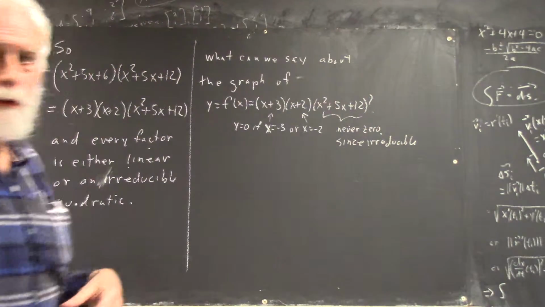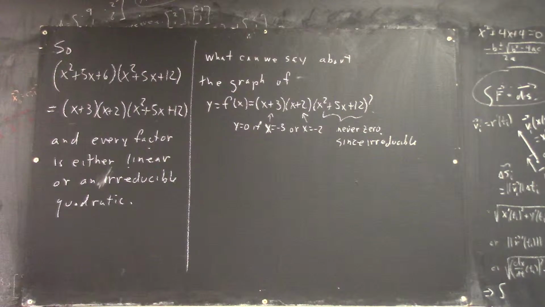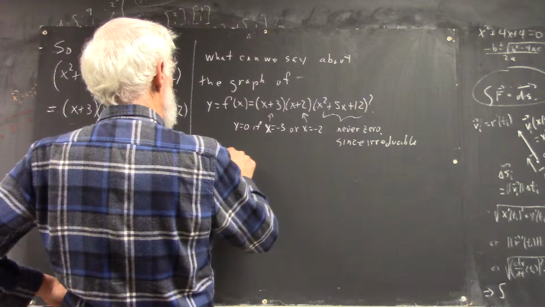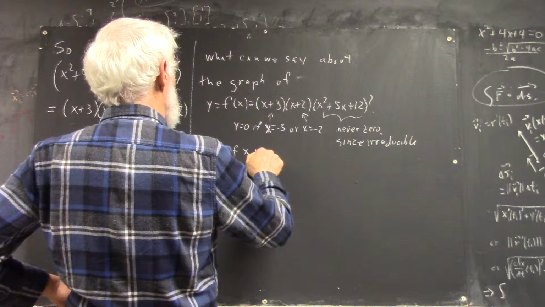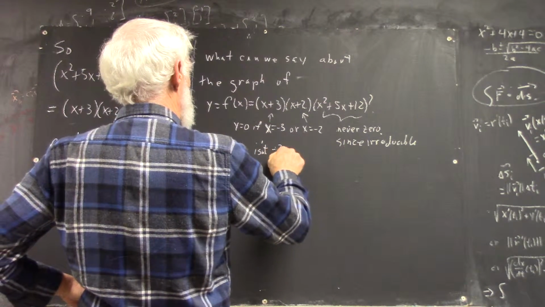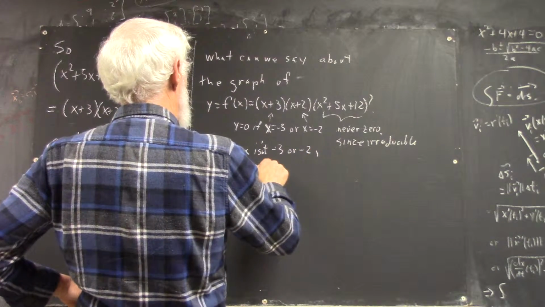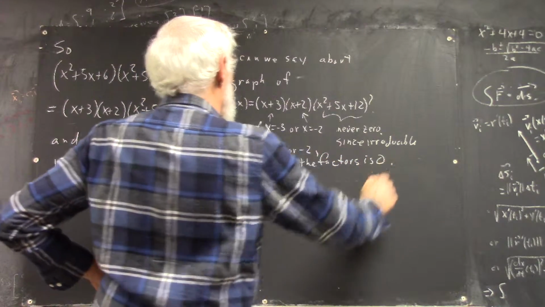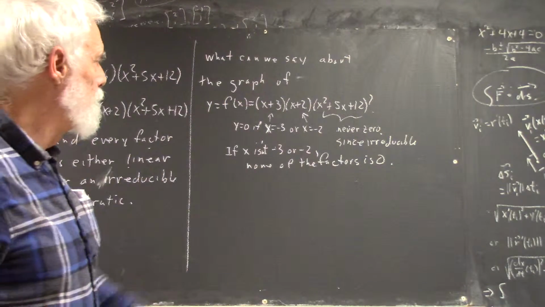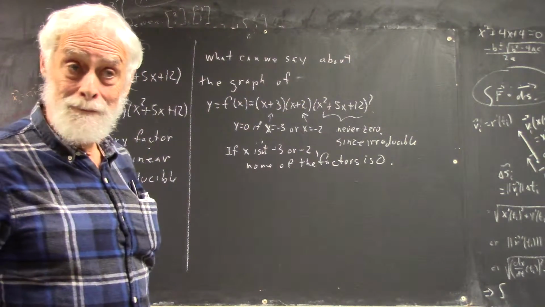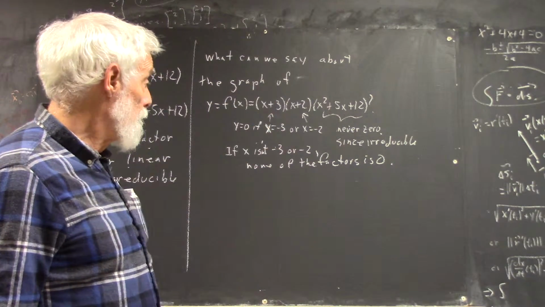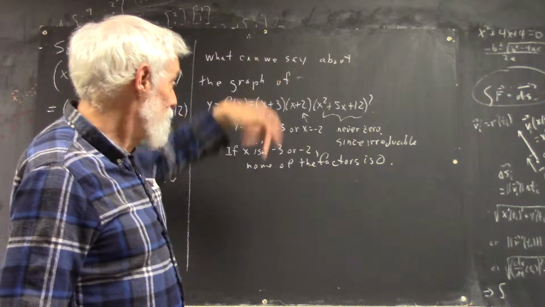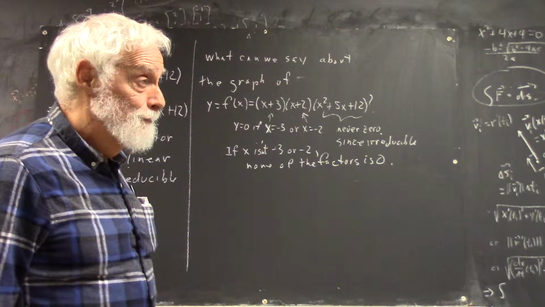This is never 0 since it's irreducible. If x isn't -3 or -2, then none of these is 0. Okay? Only way this is 0 is if x is -3. So if it isn't one of these, it isn't -3, so it's not 0. Similarly, if x isn't one of these two, this one isn't 0. And this is never 0.